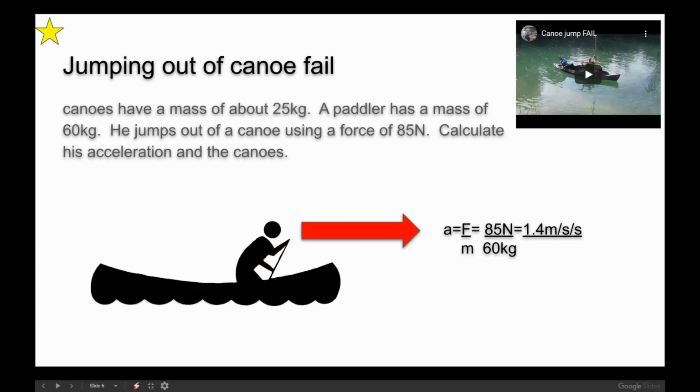Now, there's going to be an equal and opposite force on the canoe. So we take the exact same force, but we apply it to the canoe body. And the 85 newtons acting on the much lighter canoe will cause the canoe to accelerate in the reverse direction at 3.4 meters per second every second, more than double the acceleration of the jumper. And this causes an effect that is famous on people who do not understand how to get off a boat.